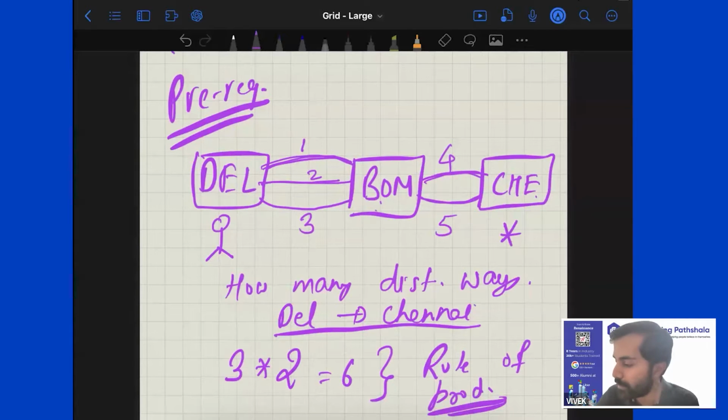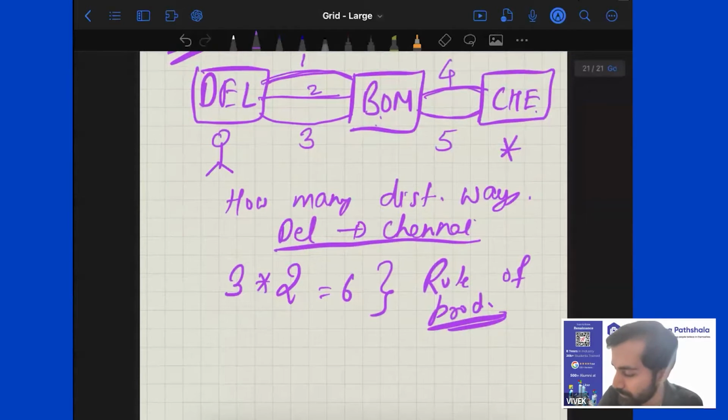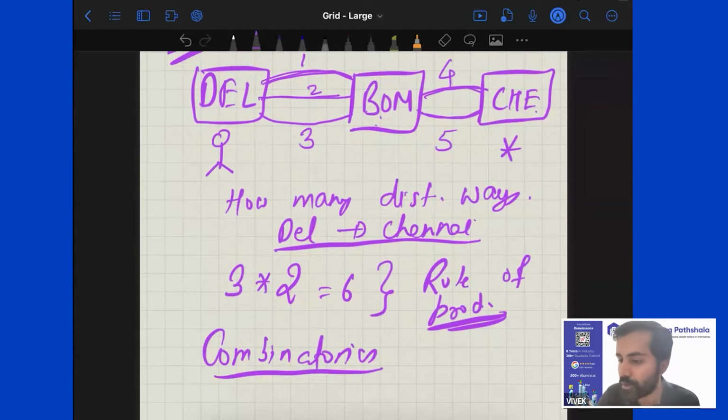This is a very simple rule which is taught in our combinatorics classes. Wherever we study it, in class 11, 12, or in college, we are taught the rule of product, right? It's the very basic thing of permutation and combination, right? So why is this rule of product valid? First, let's understand that it's very simple to understand, guys.